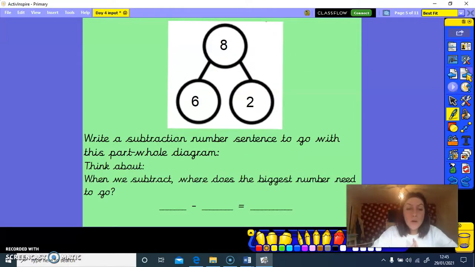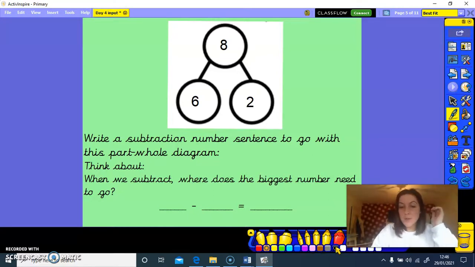Okay, we're going to write a subtraction number sentence to go with the part-whole diagram. We need to think about when we subtract, where does the biggest number need to go? And we had a little think about that earlier this week, didn't we? And can you remember where I said it must always go?